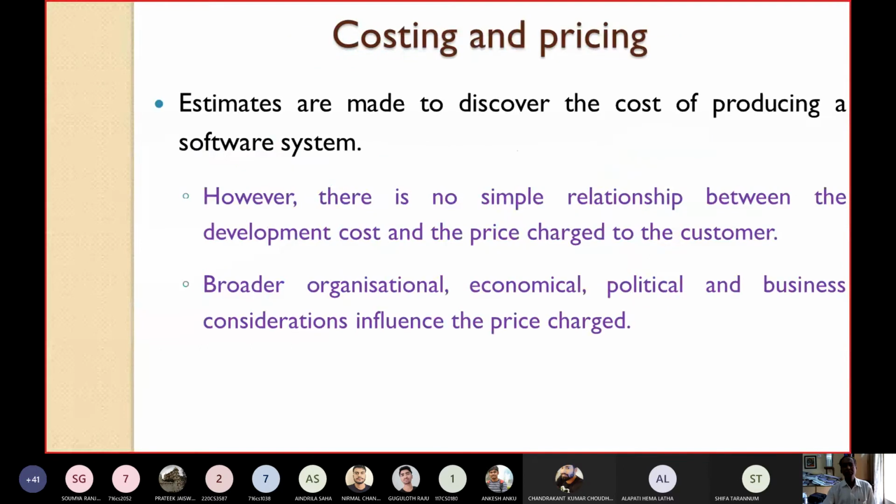As I have already told you, these factors like broader organizational view, economical, political, and business factors or considerations influence the price charged. Now let's see quickly some of the factors that are affecting the cost or the pricing.